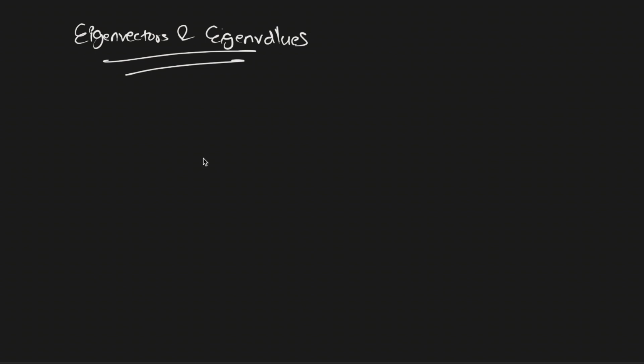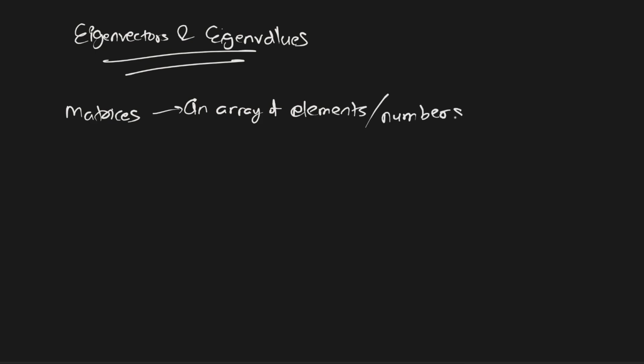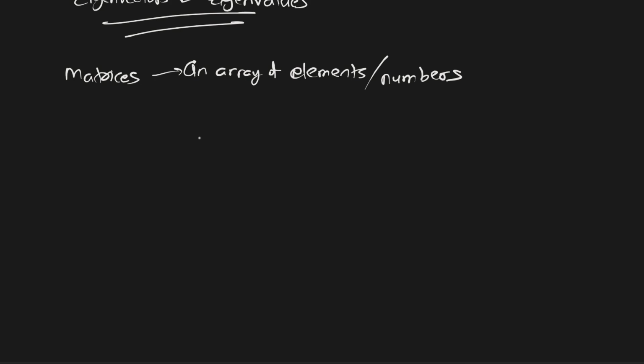So before starting with eigenvalues and eigenvectors, we should know what matrices are. Okay, so we'll just go through matrices. So a matrix is basically an array of elements, in this case, numbers. Okay, so an array means a setup which has particular rows and columns.